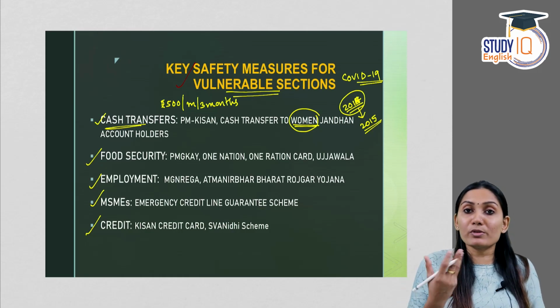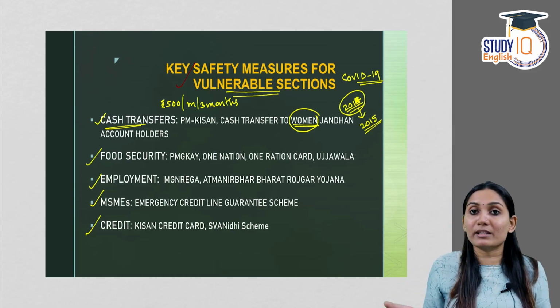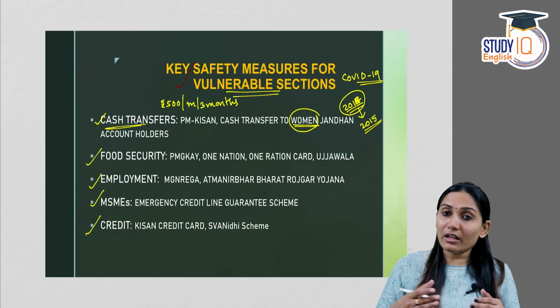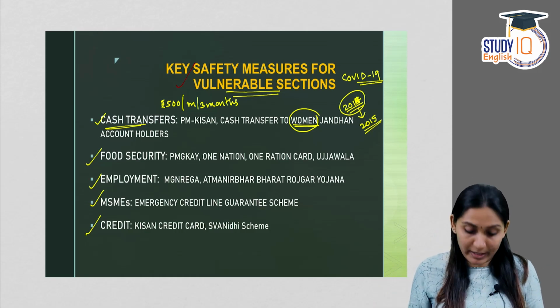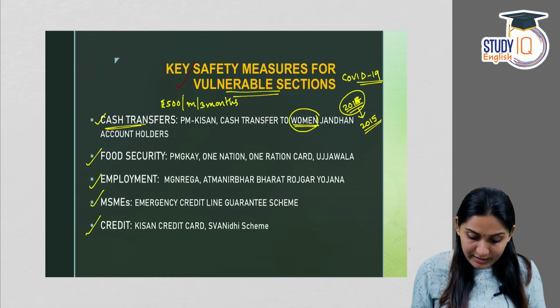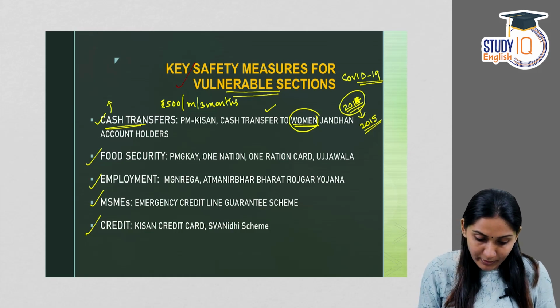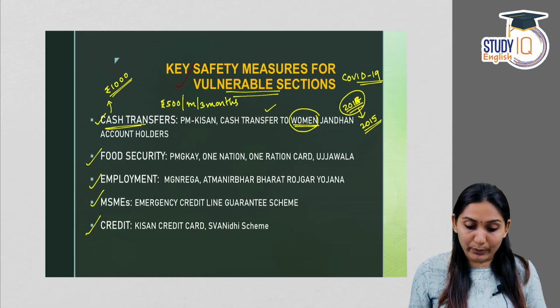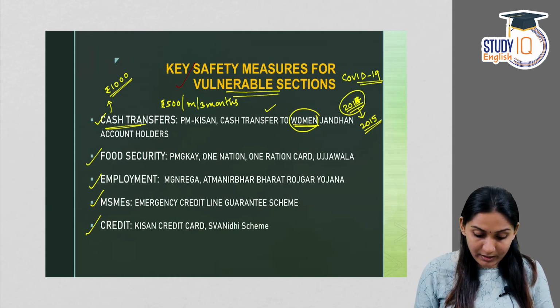Why? Because mostly women are the caretakers. They are responsible for the household things in the family. Also, this is a measure to empower women, financial empowerment of women. So, to the accounts of women, cash transfers of rupees 500 were done for 3 months. Apart from women, rupees 1000 was transferred to vulnerable sections like widows, Divyangs and the elderly, senior citizens. So that was another one.